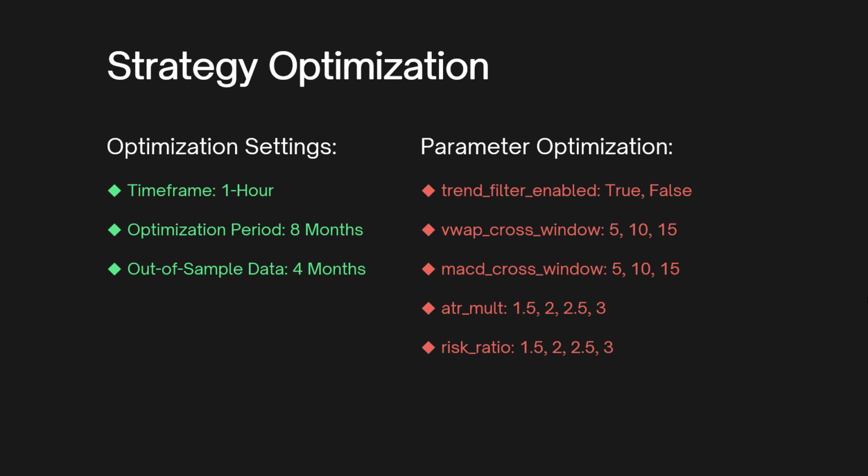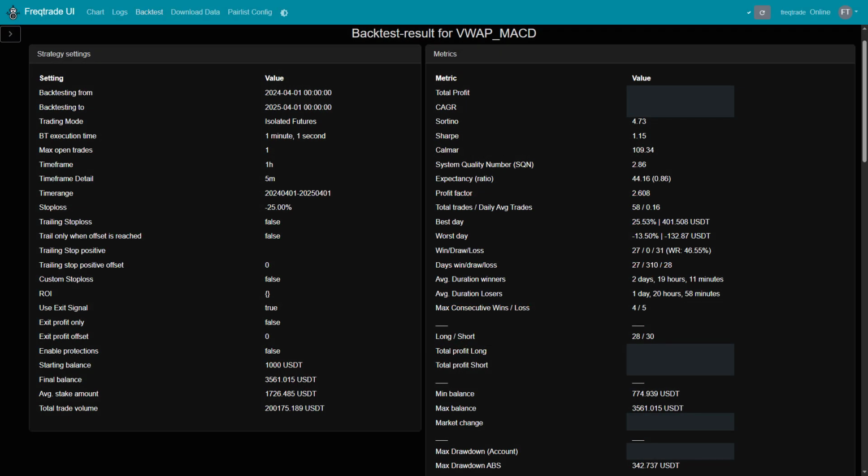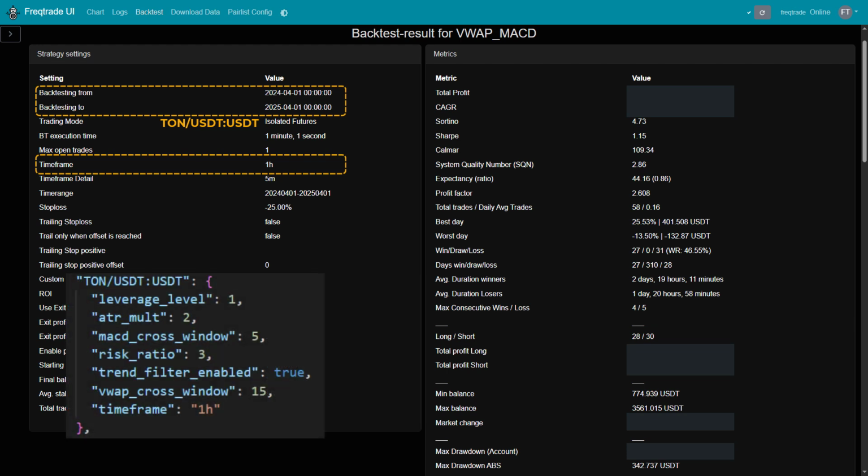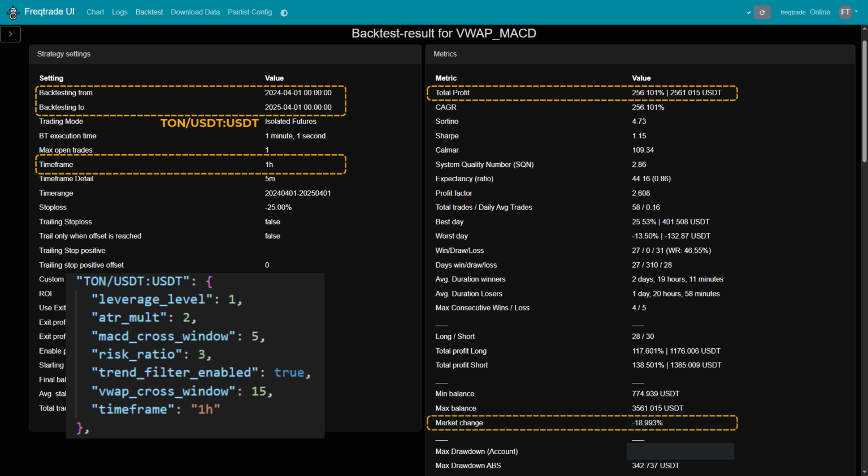Once optimized, we'll run a backtest to see how the strategy performs with real market data. Let's take a closer look at the backtesting results. The strategy was tested on TON perpetual futures with a 1-hour time frame, covering the past 12 months using the optimized parameters. Over the testing period, the strategy showed a 256% total return. During the same time, the overall market saw an 18% decline, which provides a point of comparison.